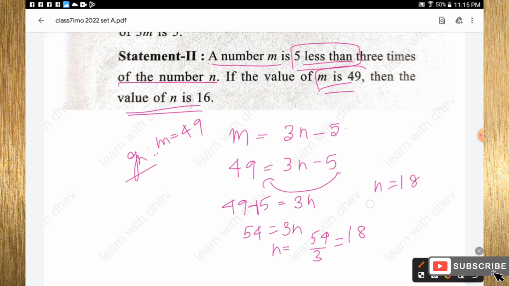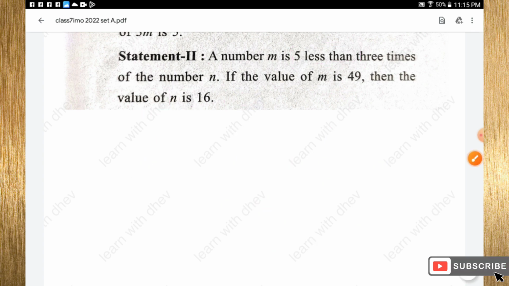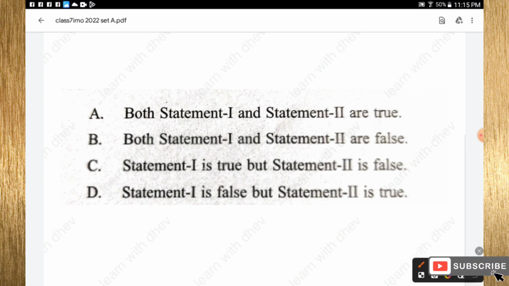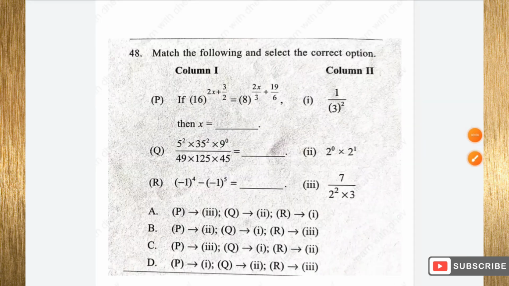Yes, I think you will be getting n is equal to 18. Okay, so when the value of m is 49, then the value of n is equal to 18. Here it is given as n is 16, so statement 2 is false here. Okay, so which is your answer? Yes, statement 1 is true and statement 2 is false, hence option C is the right answer.